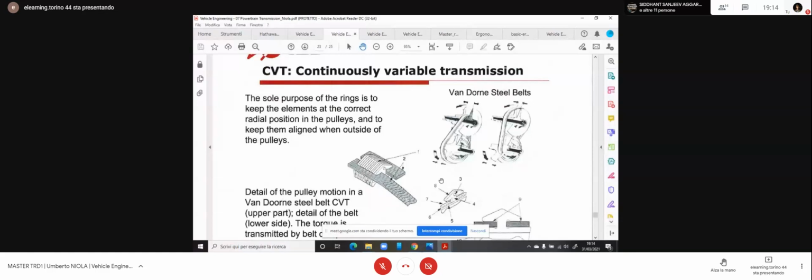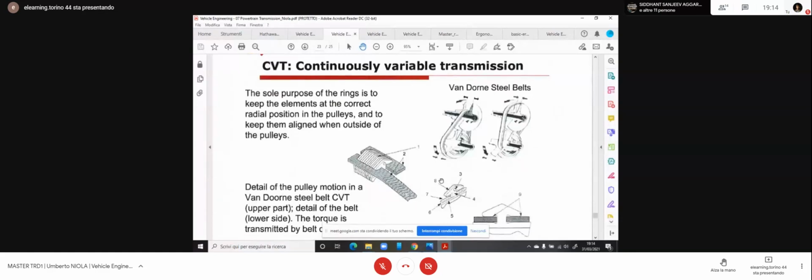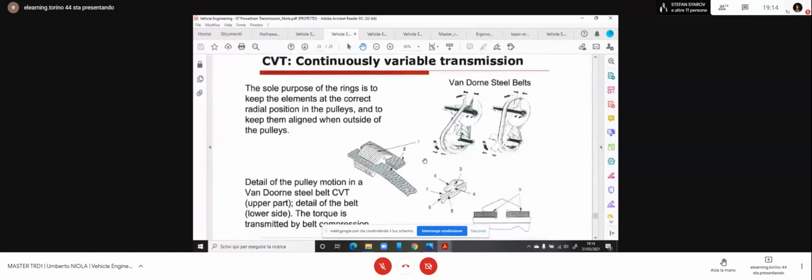The final family of transmission is the CVT. This is so commonly used in scooters today. So I mean, a lot of you use daily a kind of transmission like this if you have an automatic scooter.